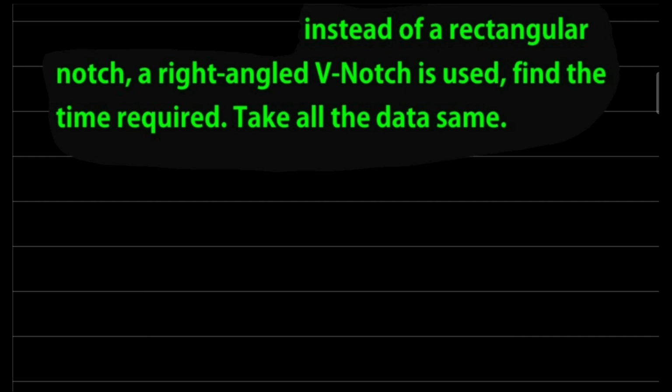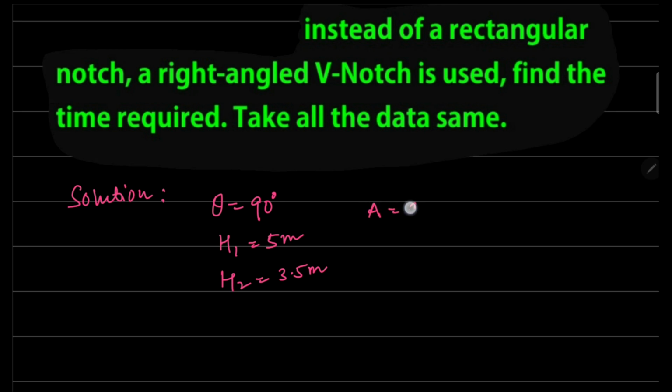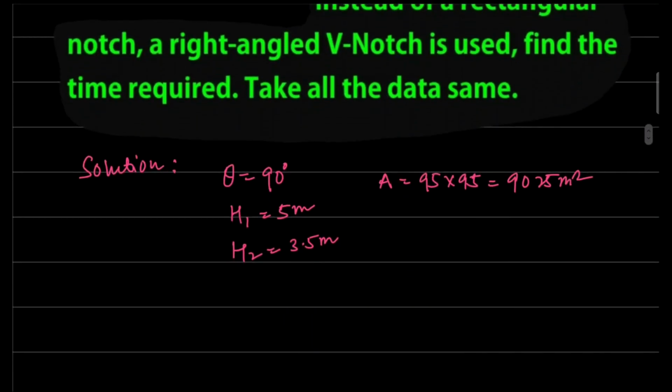Instead of a rectangular notch, a right angled V notch is being used, and we have to figure out the time required for the change in the level of water in the reservoir using the same data. So let's go for the solution of this problem. Because this is a right angle V notch, theta is equal to 90 degree, and h1 was 5 meter, h2 was 3.5 meter, and the area, 95 multiplied by 95, was 9025 meter square. And the CD value is 0.60.